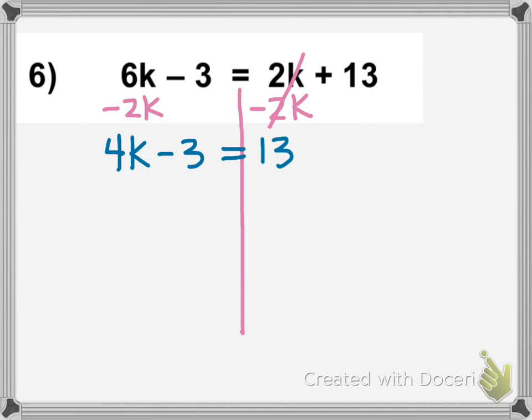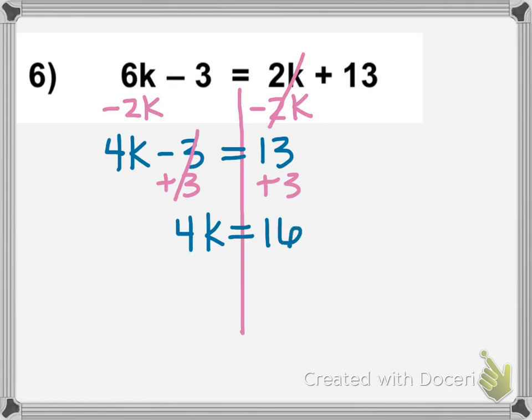So what I need to move over is that minus 3. The opposite of minus 3 is plus 3, so we're going to add 3 to both sides. When I add 3 to a minus 3, I get 0. Let's bring down what's left. We've got 4K on the left equals 13 plus 3 is 16 on the right.